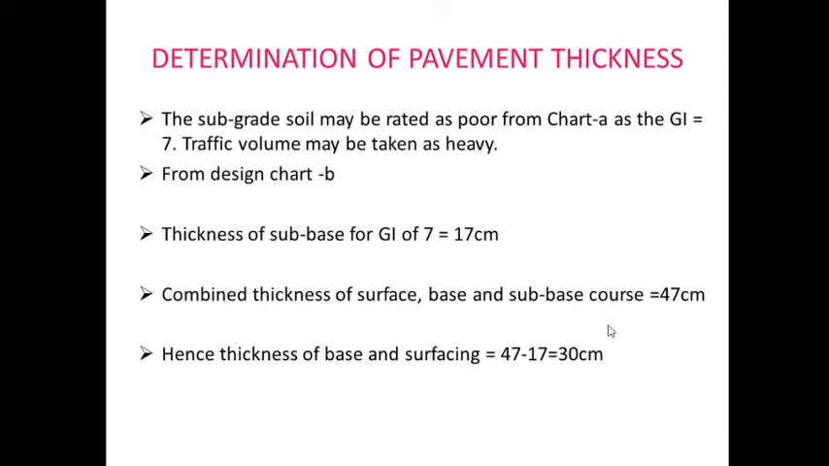So the subgrade soil may be treated as poor from the chart, as the group index is 7, and the traffic volume may be taken as heavy. From the design chart B, the thickness of subbase is 17 centimeter and the combined thickness of surface, base and subbase course is 47 centimeter. Hence, the thickness of base and surface course is 47 minus 17, which is equal to 30 centimeter.